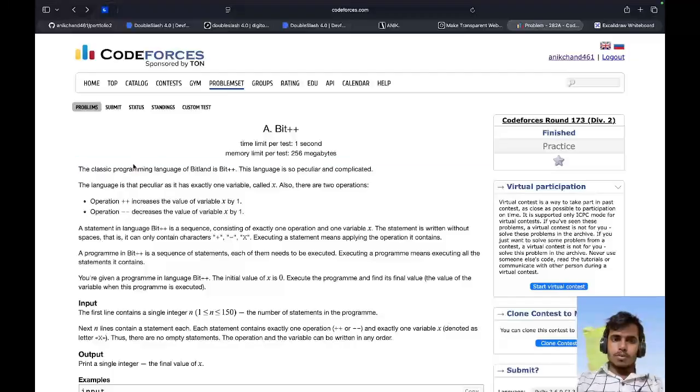The classic programming language of Bitland. Suppose the programming language of Bitland is Bit++. The language is so peculiar and complicated. The language is peculiar as it has exactly one variable called x. X is the only variable in the language. Also there are only two operations. One is the plus plus increment operation, which increases the value of the variable x by 1, and the other is the decrement operation, which decreases the value of the variable x by 1.